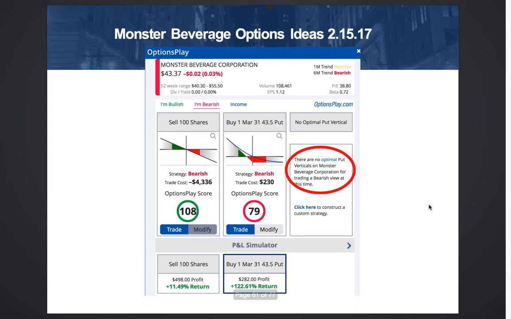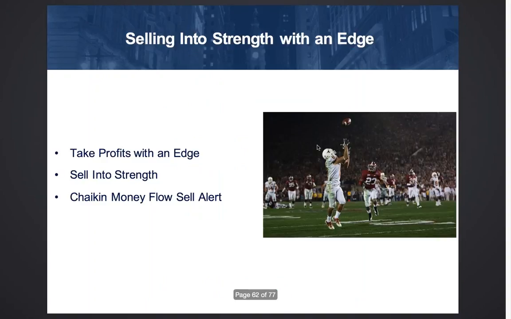So I went into options play, and guess what? It couldn't find a high probability put trade. Basically said, if you want to play Monster to the downside, you've got to short the stock based on probabilities. This to me is a gold mine because it's so disciplined that even though you're dying to buy a put option or put on a vertical put spread, it can't find a good one for you, so you pass on it. There are other bearish plays that have come up.